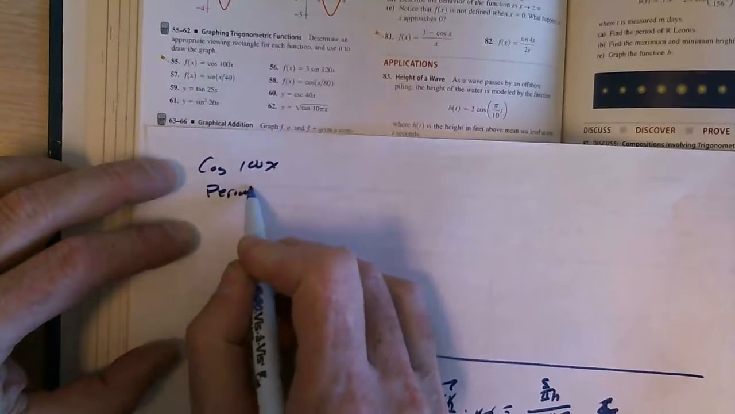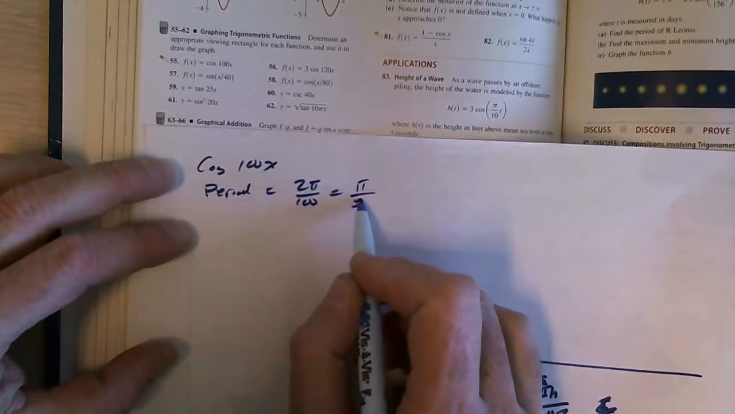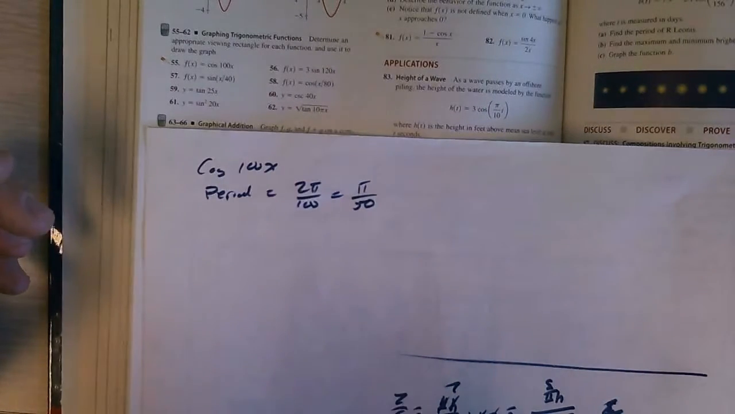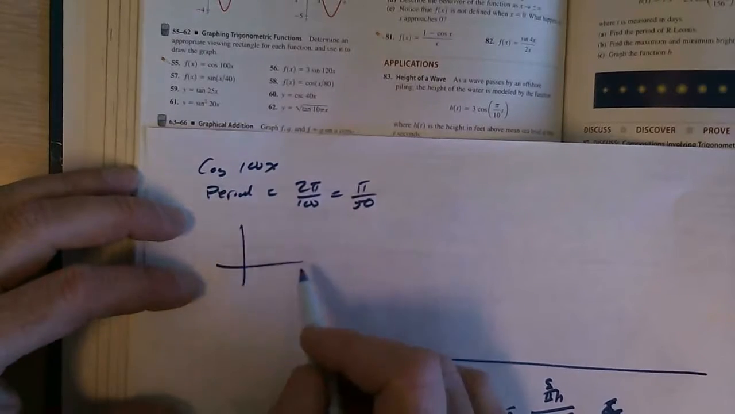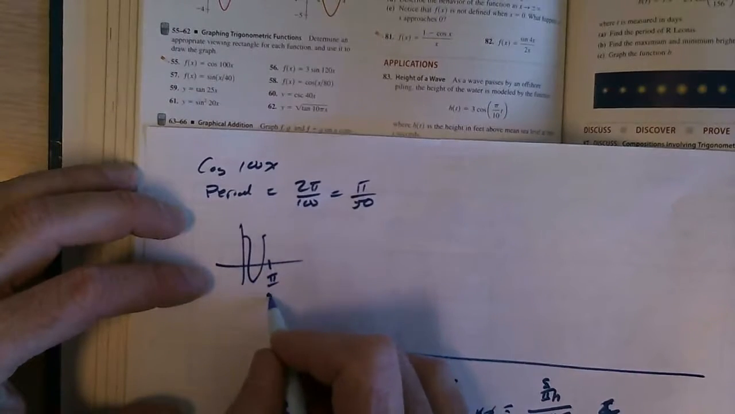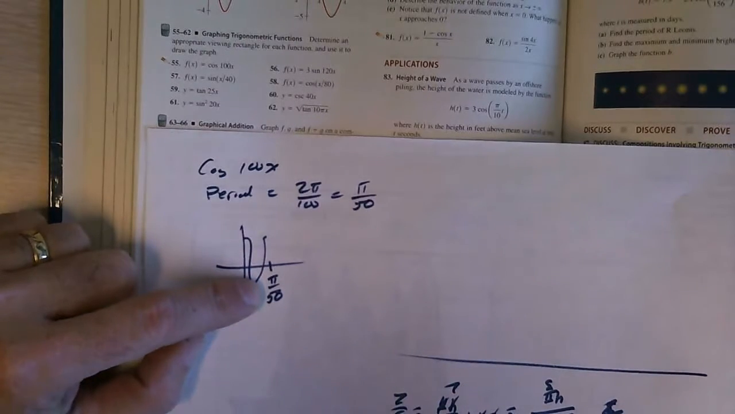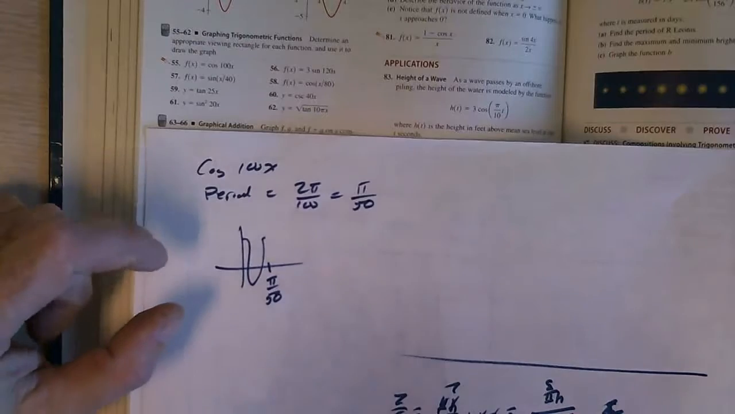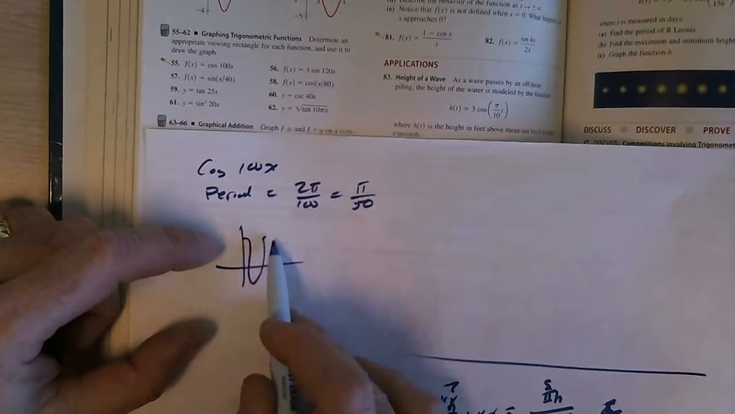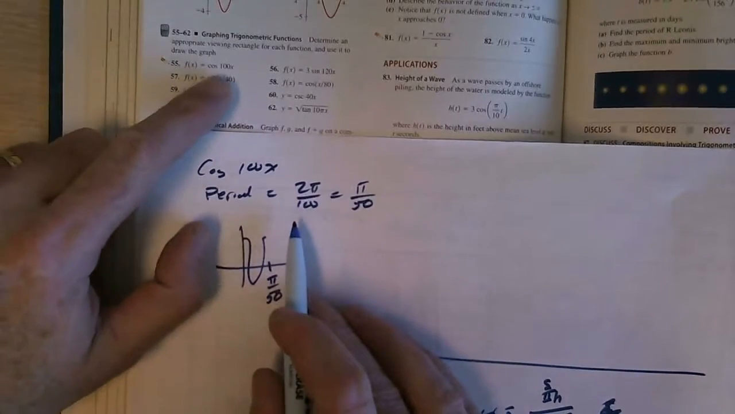So the period here is 2 pi divided by 100, which would be pi over 50, which is pretty small, right? Pi divided by 50 is, well, it's like 3 divided by 50. So to do one cycle, it's going to be really short. That one cycle is from 0 to pi divided by 50. You type that into the calculator to see what it is. They say find the viewing rectangle, right? So how much of the graph do you want to view? If you want to do one cycle, you're going to go from 0 to whatever the period is. Well, the period is 2 pi divided by 100.